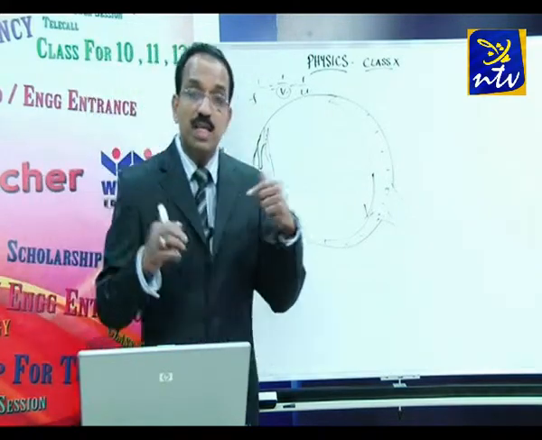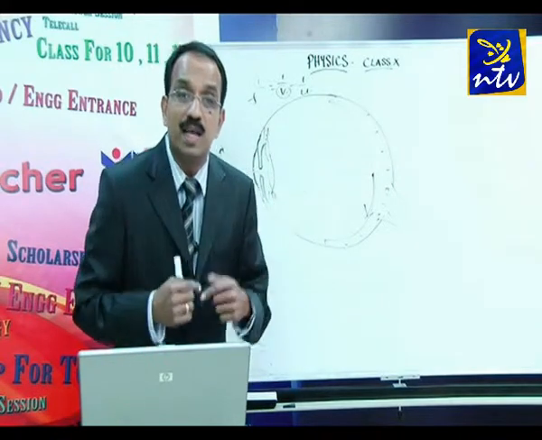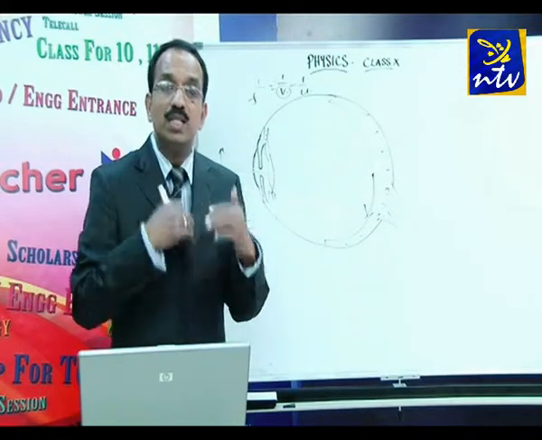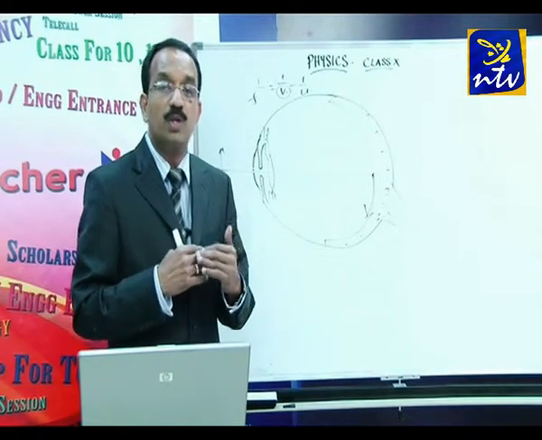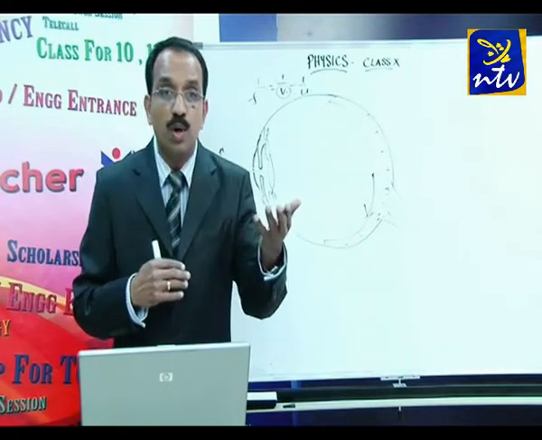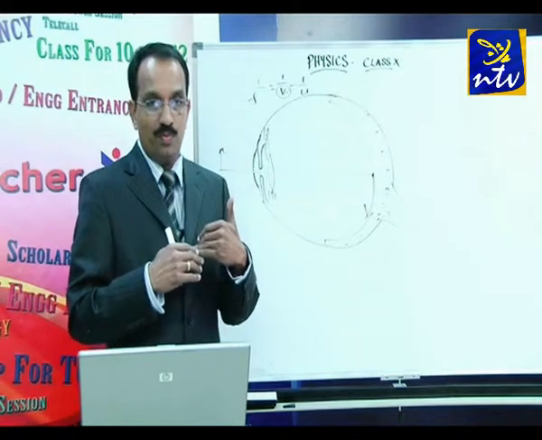Due to aging, the ciliary muscles will lose their elasticity, due to which you will not be able to adjust the focal length of the lens to that extent. So, due to which what can happen? You may not be able to see the objects very far from you, or you will not be able to see the objects close to you.